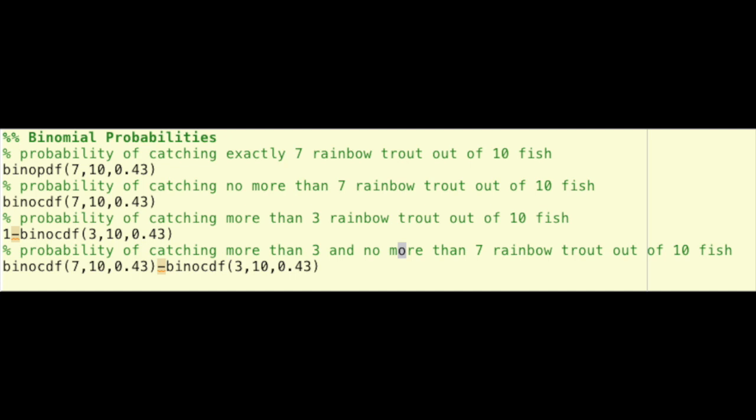The next example computes the probability of containing 7 or fewer preferred outcomes in our sample. And to do this, we use the binoCDF function rather than the binoPDF function. The example afterwards computes the probability of capturing more than 3 preferred outcomes in our sample of 10. Finally, our last example computes the probability of obtaining more than 3 preferred outcomes in our sample and no more than 7 out of our sample of 10.